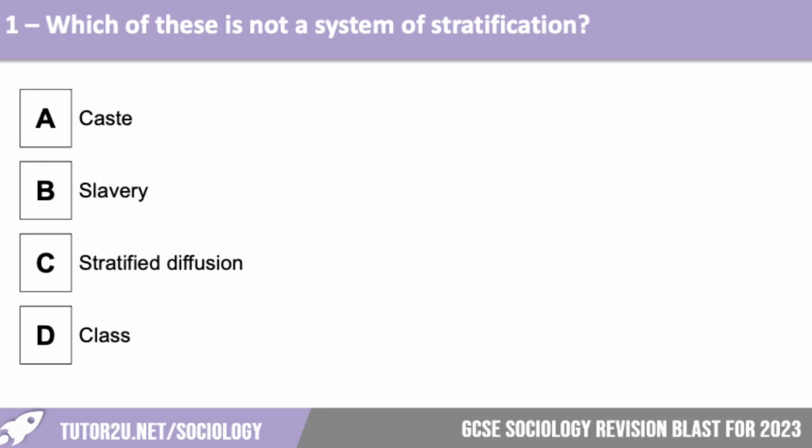Our first question is, which of these is not a system of stratification? Is it A, caste, B, slavery, C, stratified diffusion, or D, caste? So we'll leave that up for a couple of moments. You might want to have a pen and paper at the ready. Let's reveal the answer. It is stratified diffusion.